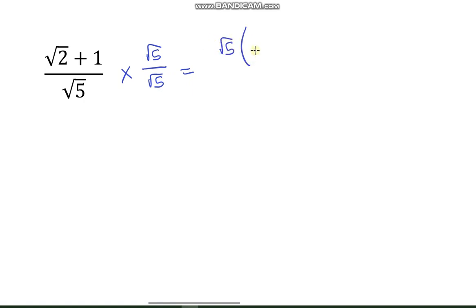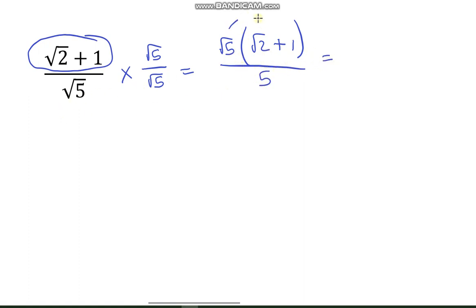Okay, I think I've got one more to go through. So again, we want to get rid of that root 5, so we're just going to times the top and the bottom by root 5. On the top, we've got root 5 multiplied by root 2 plus 1. We're multiplying this whole thing by root 5. And on the bottom, root 5 times root 5, well, that is just 5. So now we can expand the brackets. Root 5 times root 2, well, that is root 10. And then root 5 times 1, well, that is just root 5.